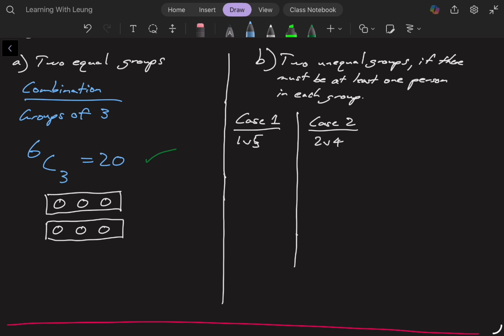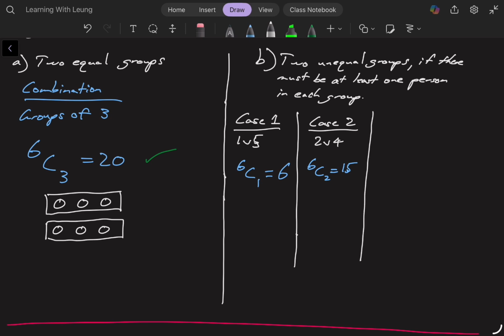So, very similarly to choosing groups of 3, every time I choose a group of 1, I'm choosing a group of 5, because I'm splitting it up, right? So the ways of making a group of 1v5 is really the ways of choosing 1 person, which is 6C1, which is equal to 6. Cool? The way that I make a group of 2 versus a group of 4 is I just have to choose the 2. So I go 6C2, which is equal to 15.